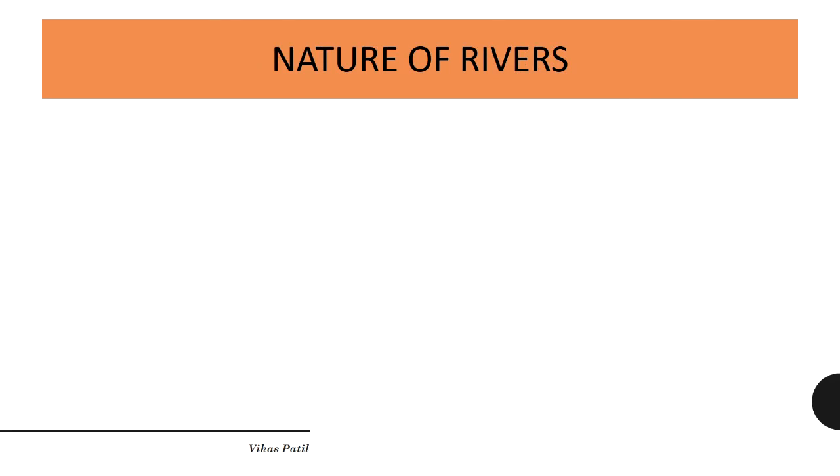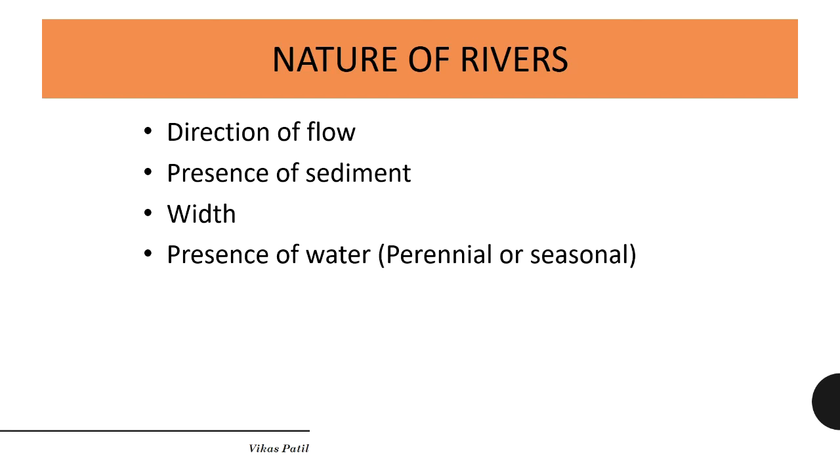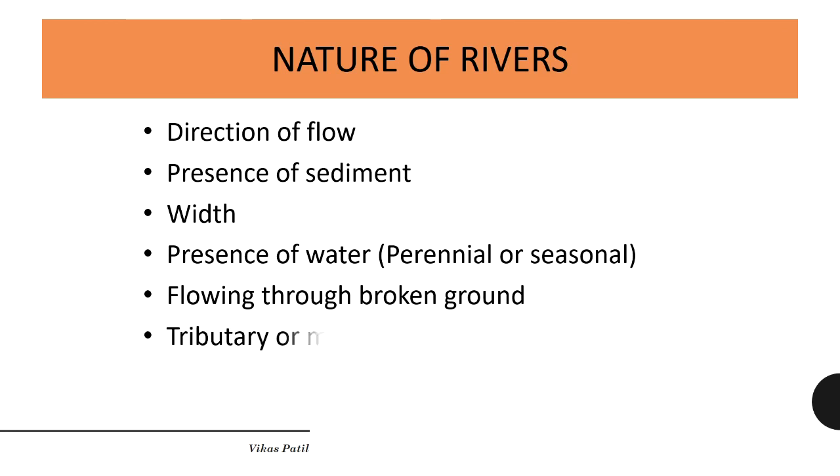Then for describing the nature of rivers, we can describe the direction of flow, the presence of sediments, the width, the presence of water, whether it's perennial or seasonal, whether the river is flowing through broken ground or not, and whether the river is a tributary or a main river.